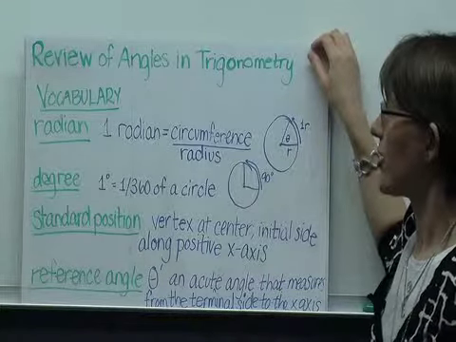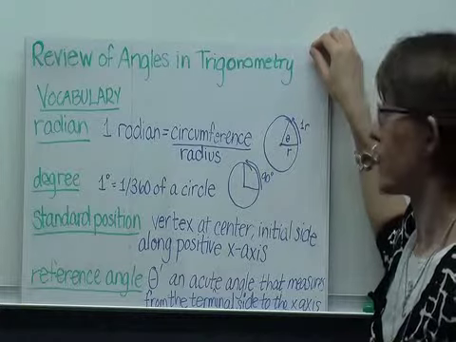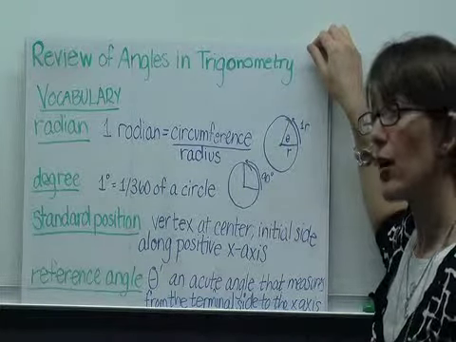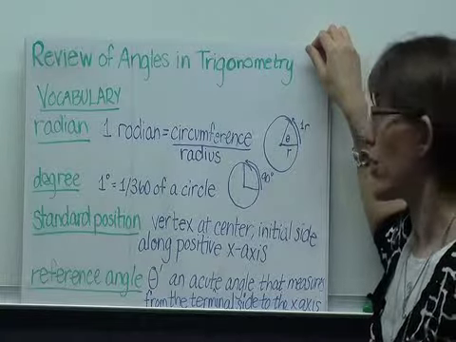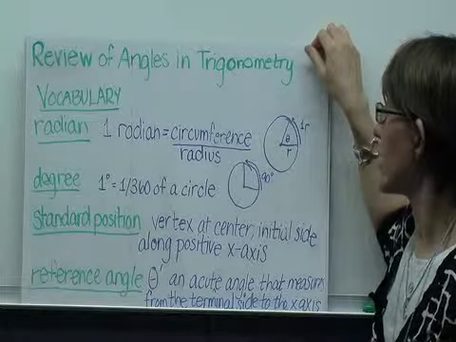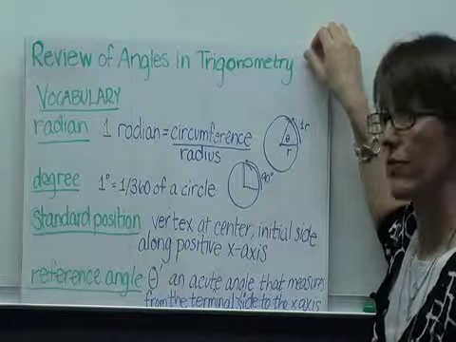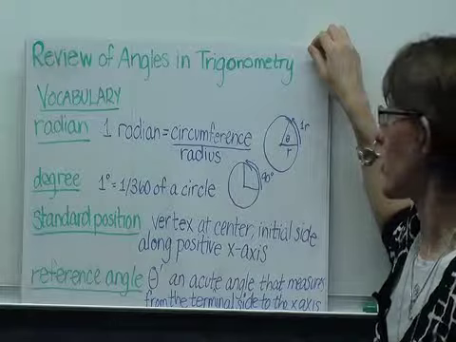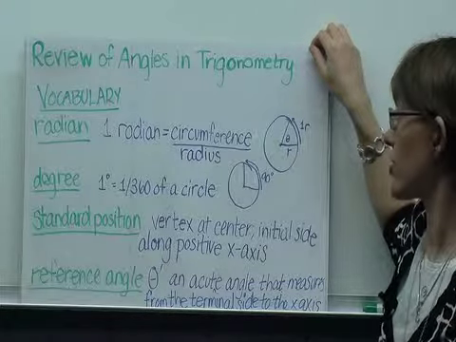A few vocabulary words. A radian is defined as the ratio of the circumference of a circle to its radius. So 1 radian is equal to the circumference of the circle divided by the radius. 1 degree is 1/360th of a circle.